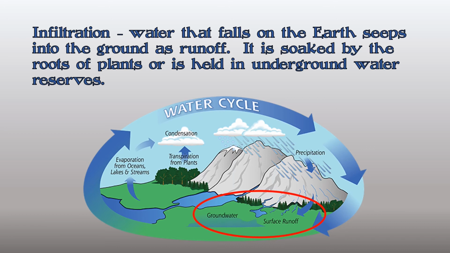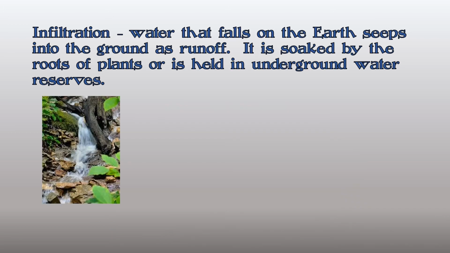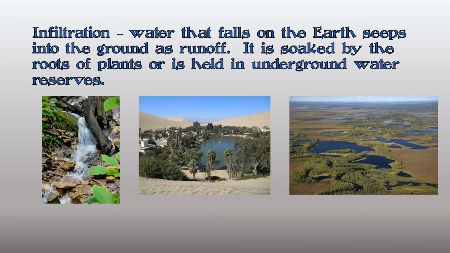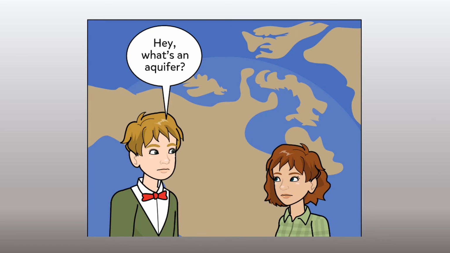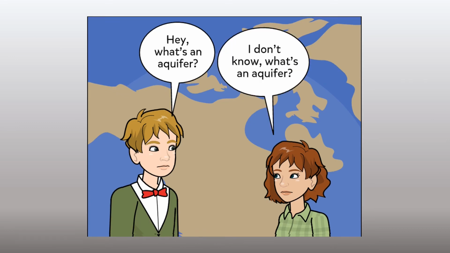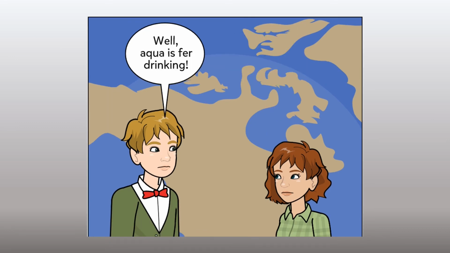Infiltration is where the water that falls on the earth seeps into the ground. From here it can be soaked in by plant roots to water the plants, or it can seep into underground water reserves. This groundwater can then form springs, oases, or wetlands. Groundwater can also be stored in underground aquifers. Hey, what's an aquifer? I don't know. What's an aquifer? Well, aqua is for drinking.